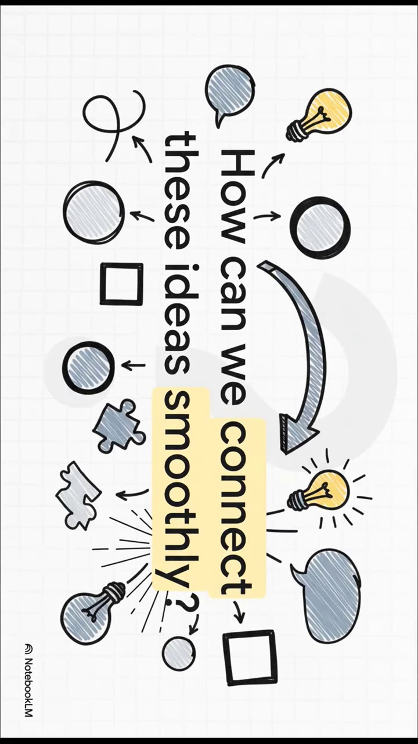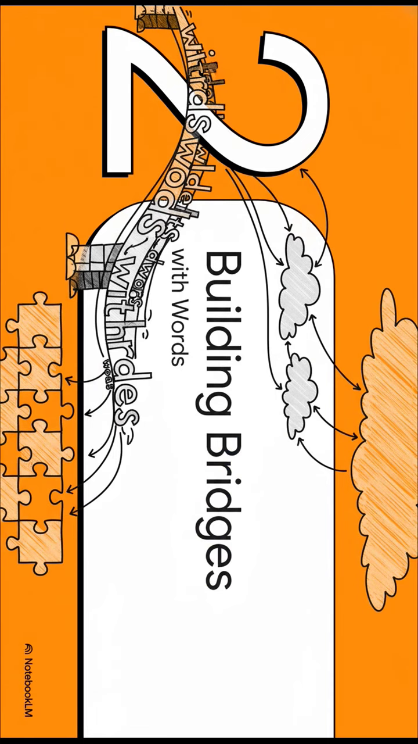So what's the fix? How do we get these ideas to link up smoothly and create that natural flow we're all after? Well, that's exactly the puzzle we're going to solve right now. The answer is actually pretty simple. We need to build bridges. And no, not with wood and steel, but with words.